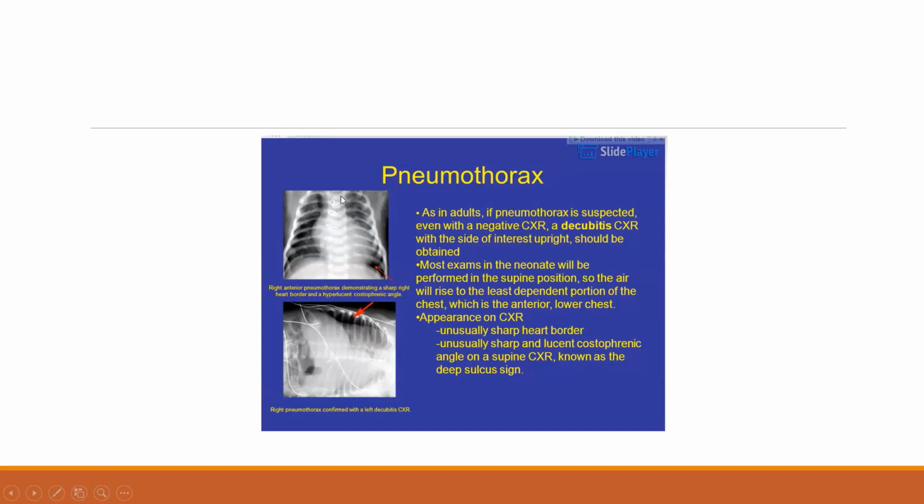Sometimes with tension pneumothorax, or when it is only pneumothorax, not severe, sometimes we confuse it with pneumonia as well. Okay, so in that case, if the patient has a left-sided problem and we are confused whether it is pneumonia or pneumothorax, we take a left decubitus X-ray. Then the collapsed lung margin will be obvious here. Okay.